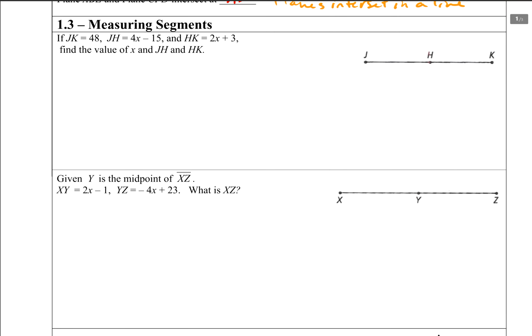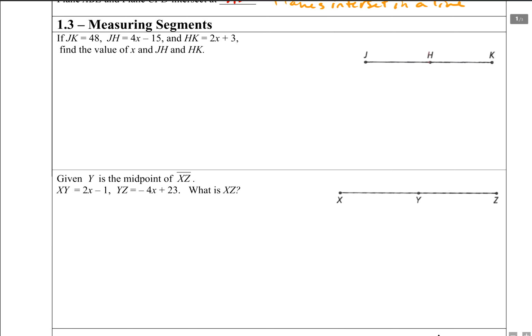1.3 was on measuring segments. This is where we learned about the segment addition postulate and congruent and midpoint and bisect, all of those good words. So let's see what's first on the list here.